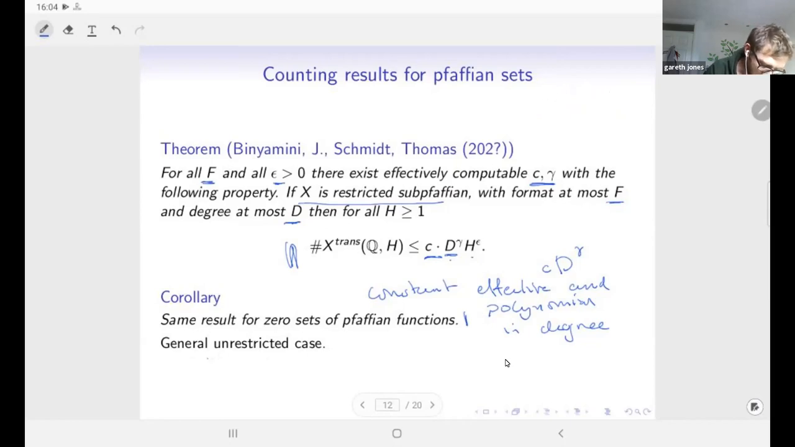In a general unrestricted case, so when I have just a subpfaffian set, we get a similar result, but we just get an effective constant C in terms of F and D.